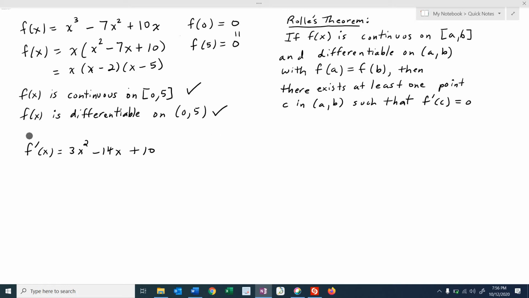Okay. Now the third condition that we have to satisfy is f of a must be equal to f of b, and we've already shown that. F of 0, f of the left endpoint, is equal to 0, and f of the right endpoint is equal to 0 as well. So we've satisfied all three conditions of the theorem. So now we can conclude that there must exist at least one point C in the interval from 0 to 5, such that f prime of C is equal to 0.